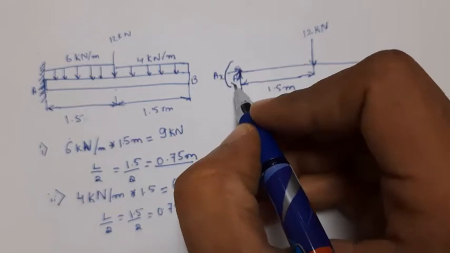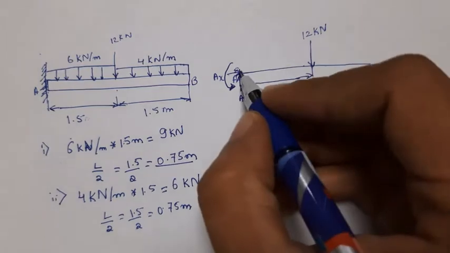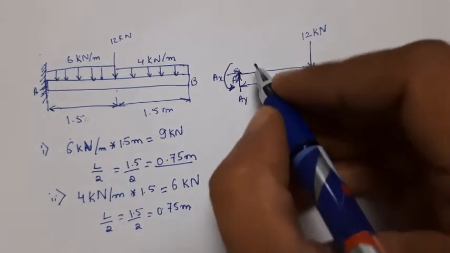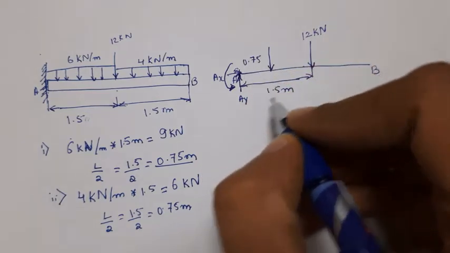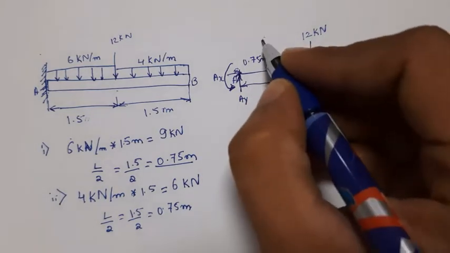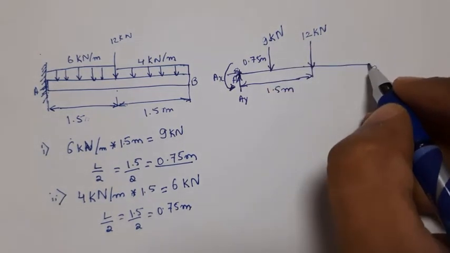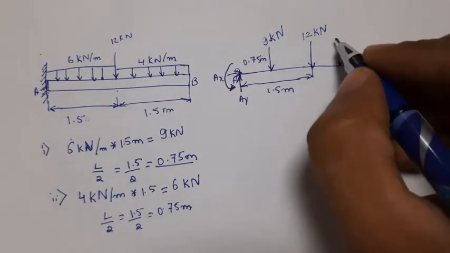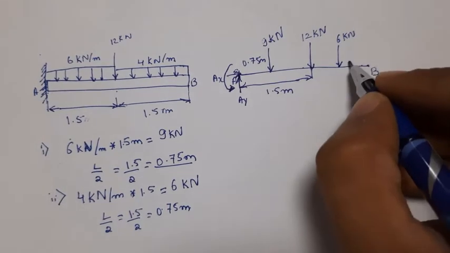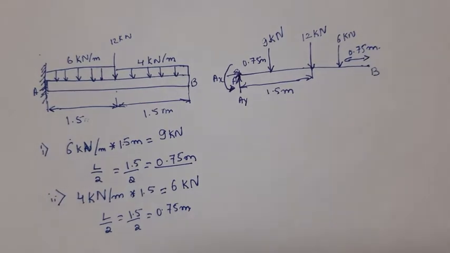So we'll just take the moment here and see what the moment will be. Initially we'll take it as positive. From this distance, this 9 kilonewton will be acting at a distance of 0.75 meter. Then from this point, the 6 kilonewton will be acting at a distance of 0.75 meter. So this is the free body diagram.